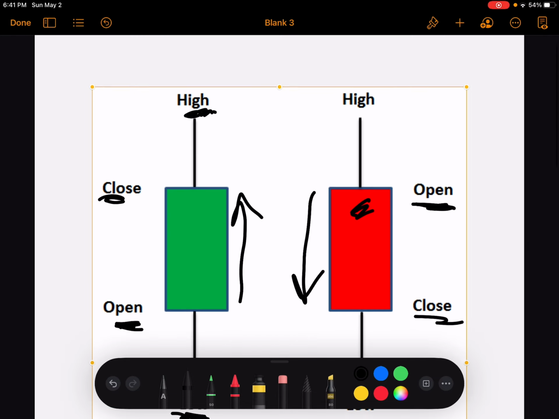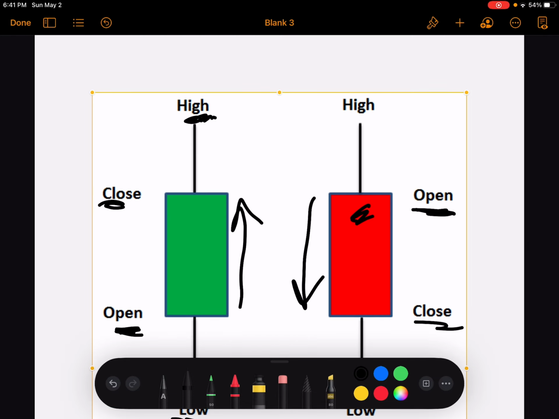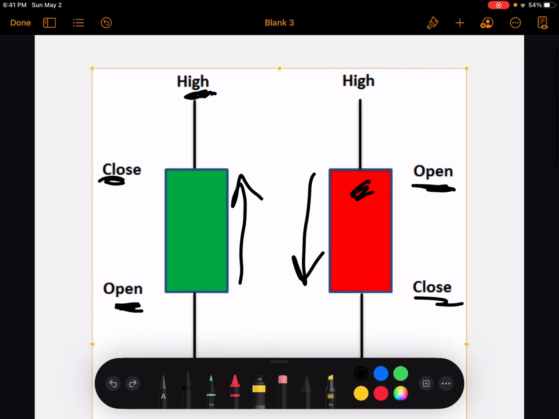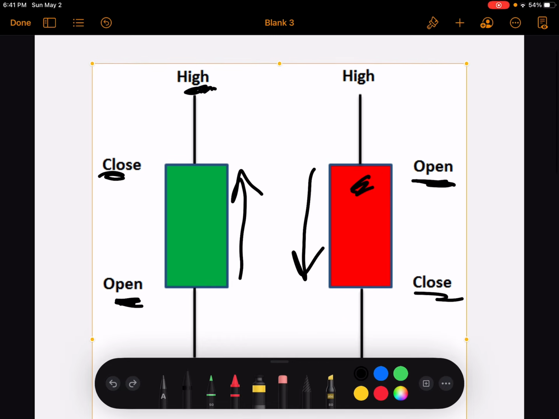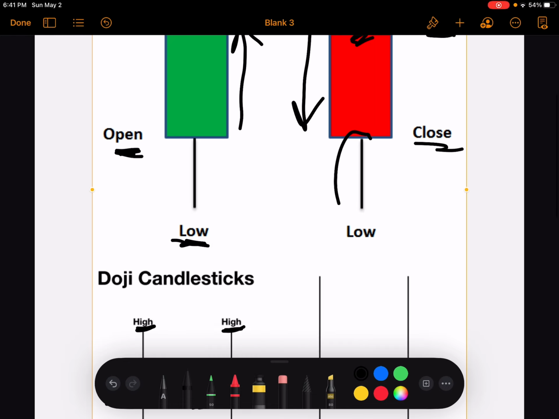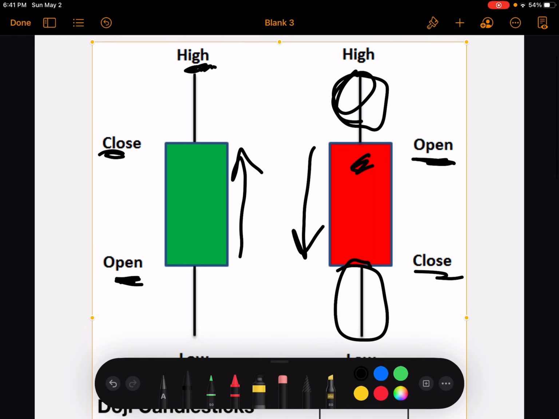I want to go over some words to remember real quick. So these, I guess you call them sticks, are called wicks. When you're referring to these, you call them wicks. And these full parts are called bodies.